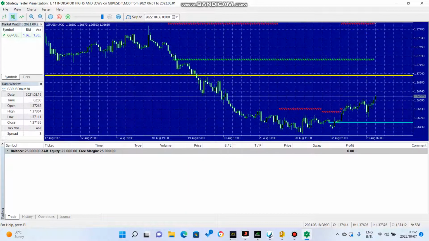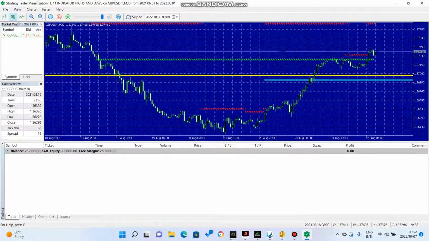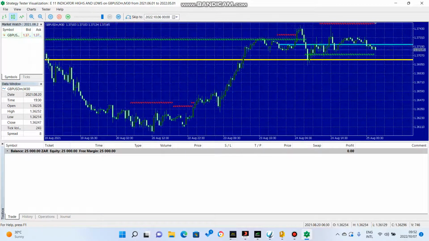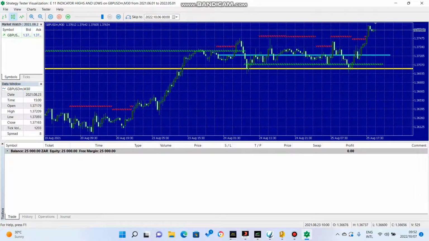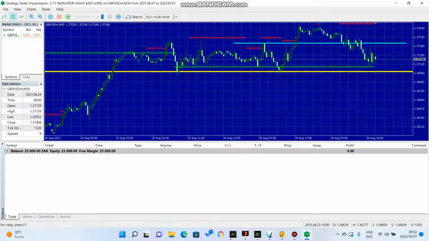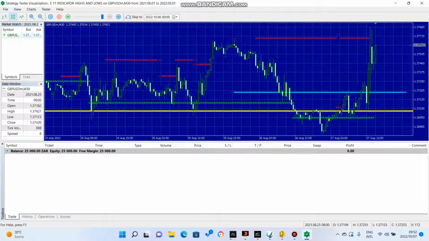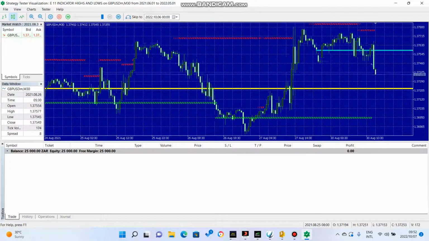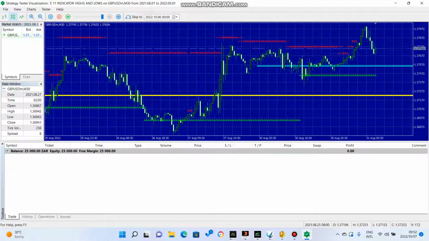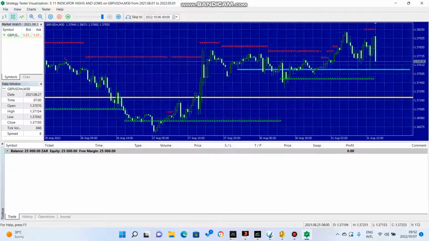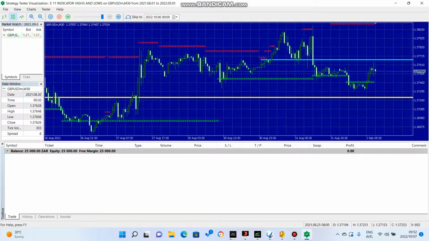Look at how beautiful this system is working. So now price is getting back above our weekly pivot and daily pivot. We focus on buying if price is above the daily and the weekly, right? We will not always be 100% winning all the trades, but most of the trades.